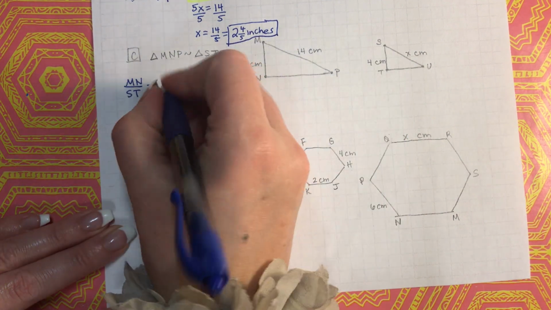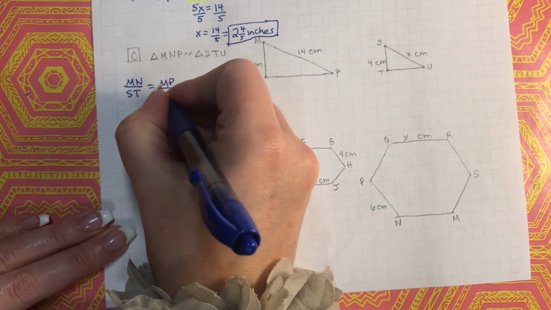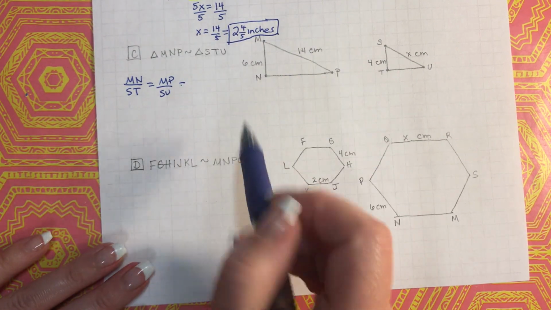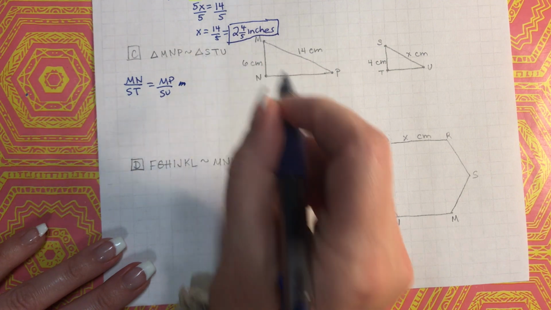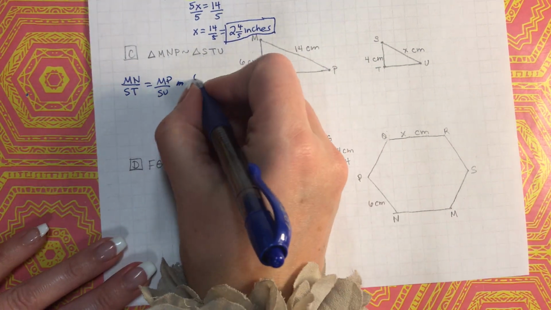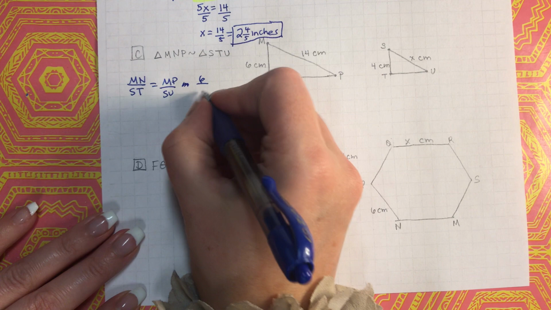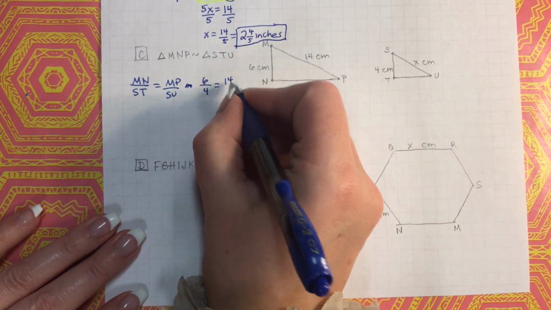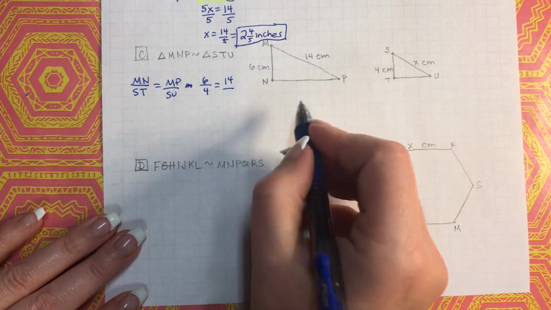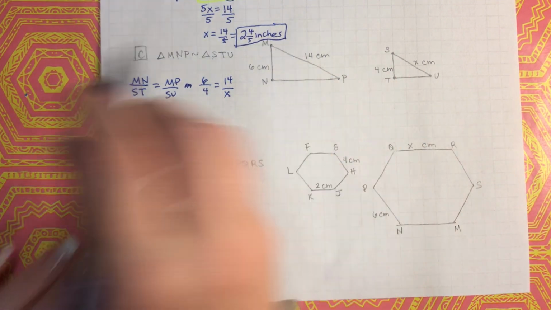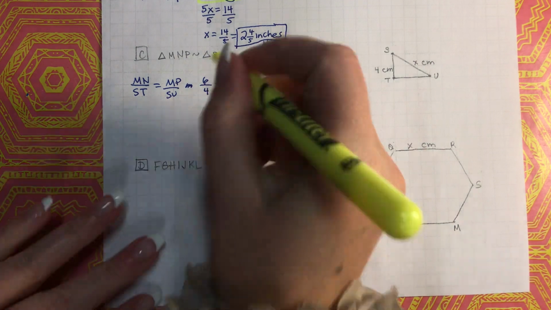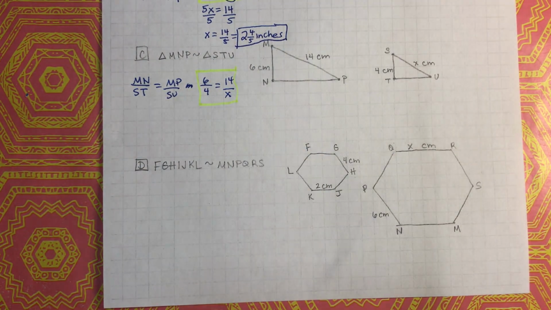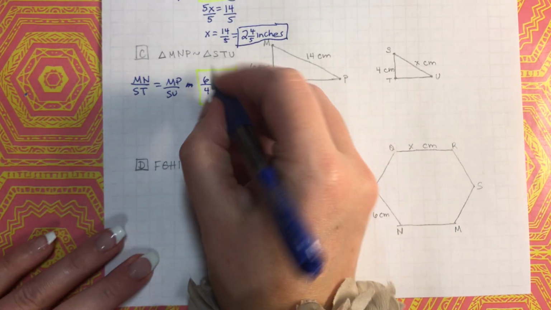So we can go MP over SU. Okay, that's in symbols. Then you would substitute in the values. So MN was 6 over ST is 4 equals MP 14 over SU, which is X. Okay, so now we have our proportion with the numbers. We're ready to solve. So let's use the cross products property.